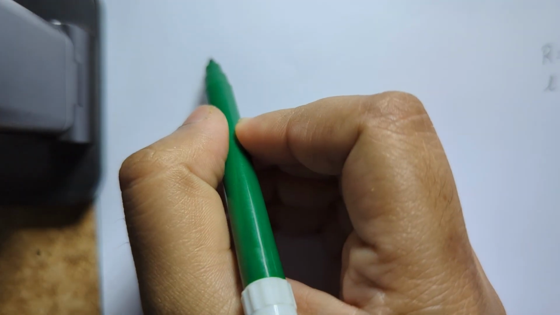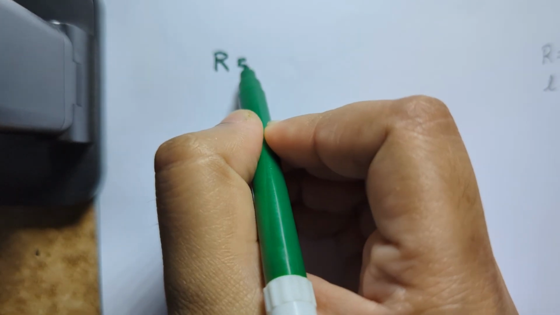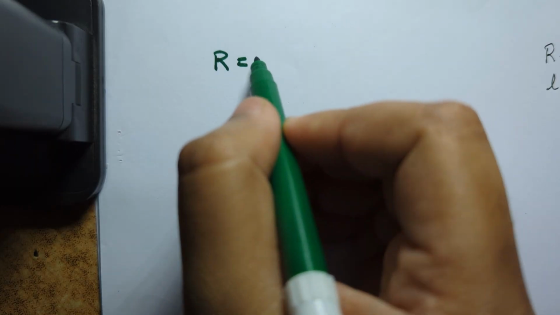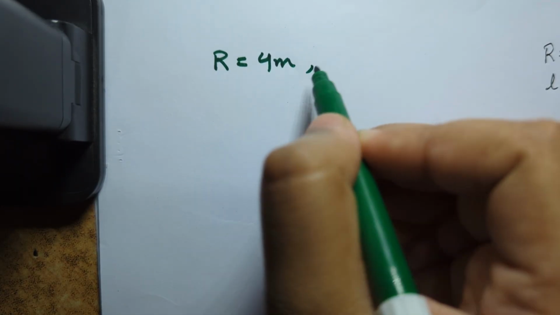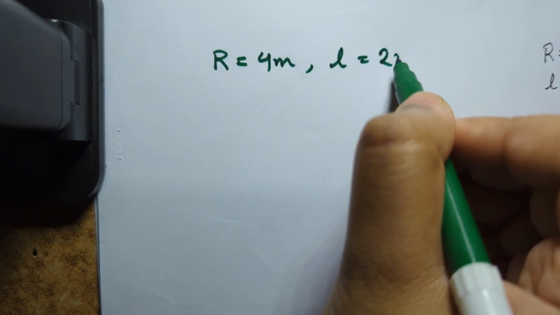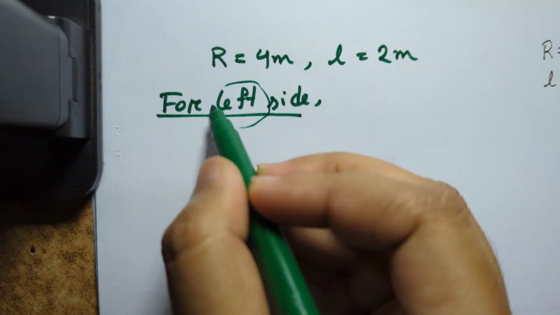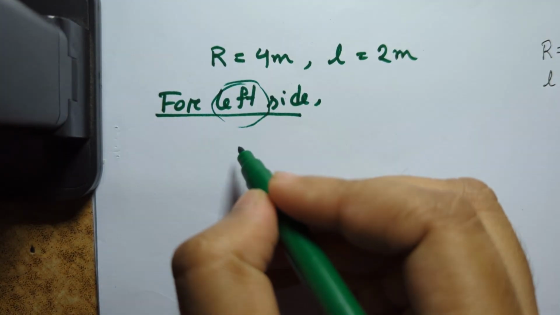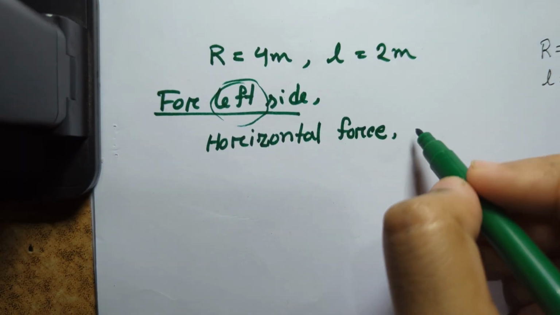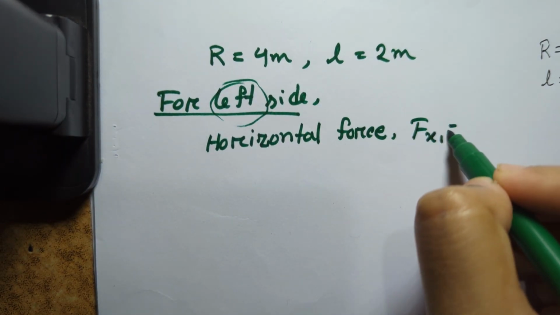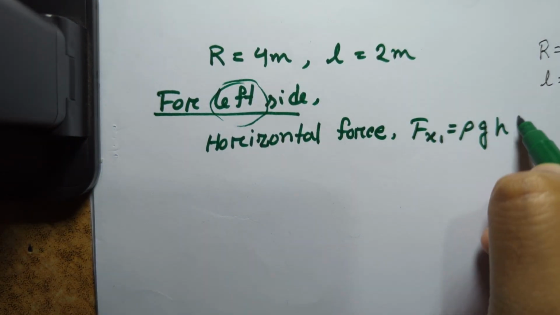Let's do the math. Here in the question it is given that the radius of this cylindrical gate is 4 meter and in length it is 2 meter. Now first of all we'll see the forces for the left side of the cylindrical gate. Let's find the horizontal force first. Horizontal force will be denoted as Fx1, which is rho g h a.